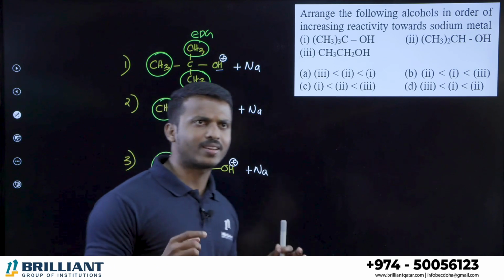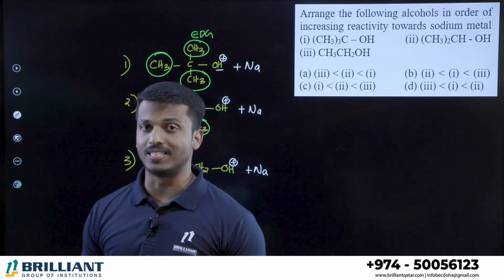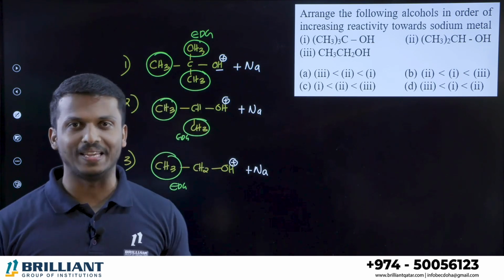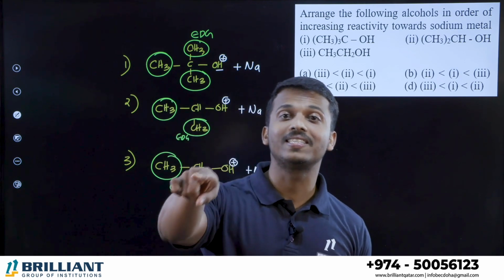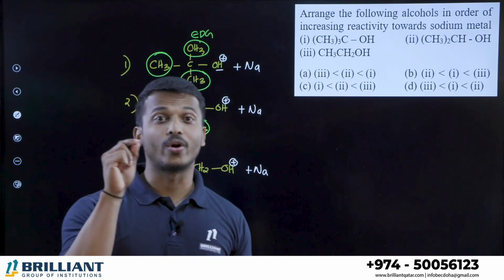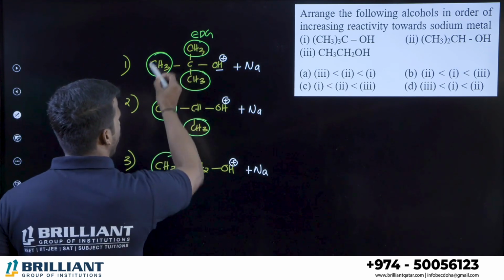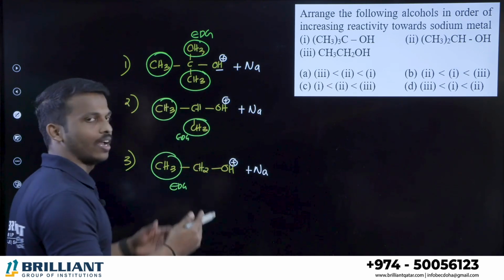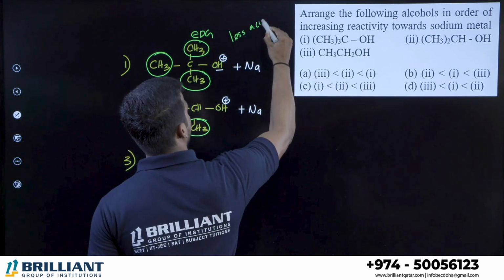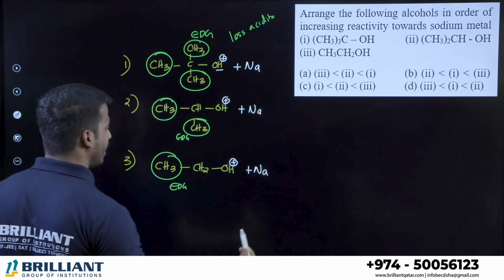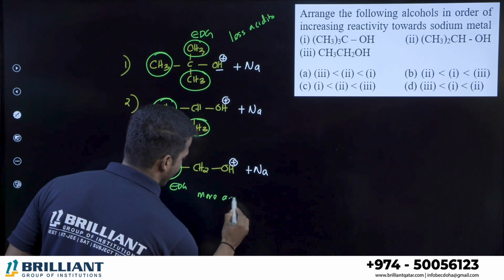What is the factor affecting acidity? Electron withdrawing group, if it is there, will increase the acidity. Electron donating group, if it is there, will decrease the acidity, dear all. So, here there are so many electron donating groups, so the acidity is very less. Which one has more acidity? The one containing fewer electron donating groups. This is the more acidic one.